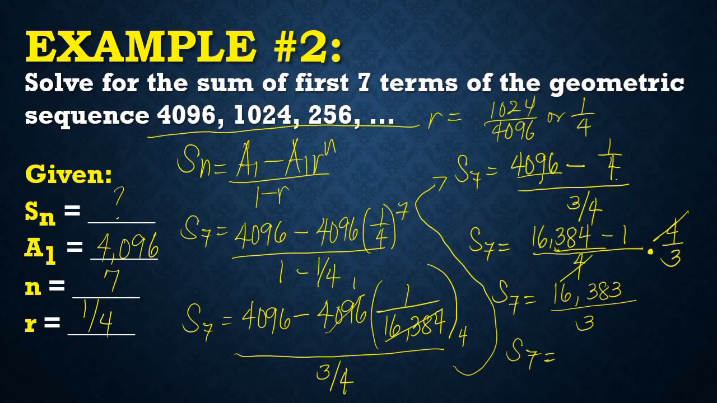That is 5,461. So yan po yung sum ng ating 7 terms. First 7 terms ng ating given sequence.